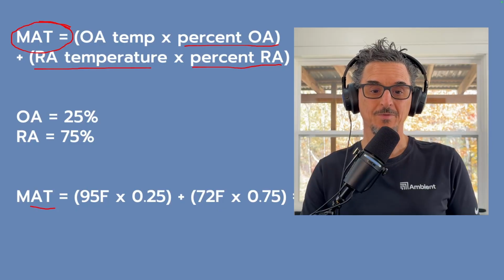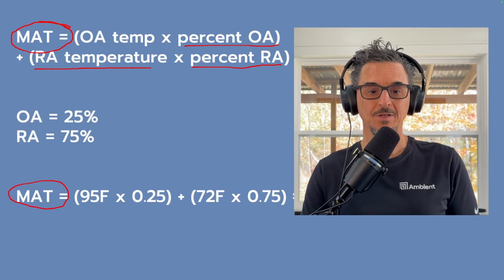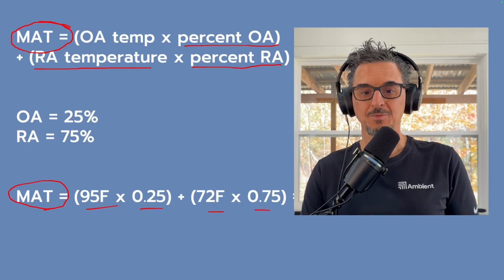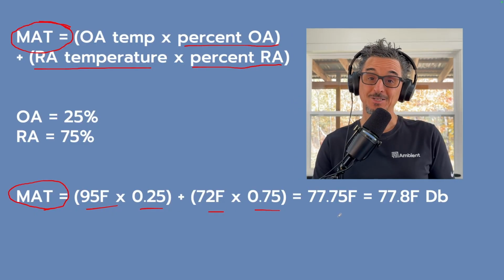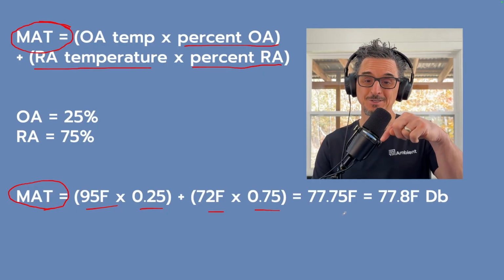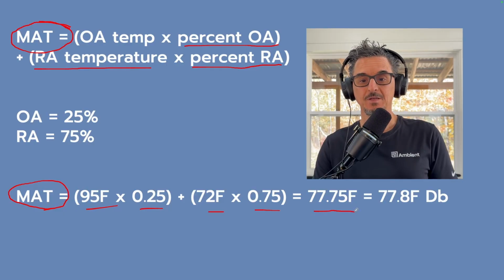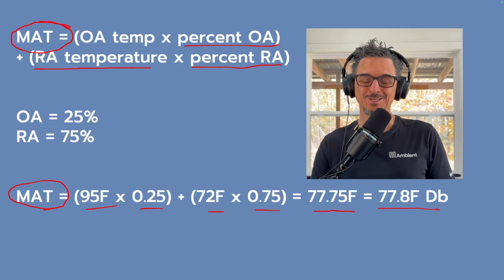So if we plug that into our equation, we note that the mixed air temperature is 95 times 0.25 plus 72 degrees times 0.75. You might see the answer better if I move myself out of the way here. So now you can see the answer is 77.75, or 77.8 to round it up, dry bulb.